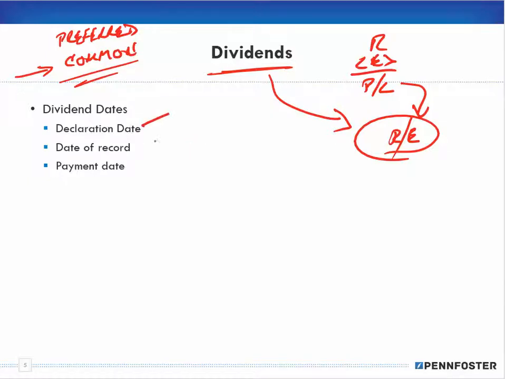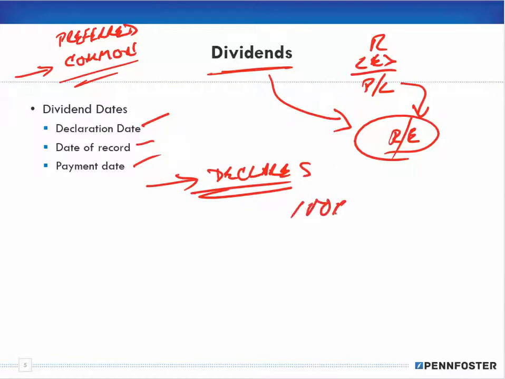there is a declaration date, a date of record, and then there's a payment date. And people get these somewhat confused because the declaration date is the day that the company declares that they're going to pay the dividend. And when they declare it, they're locked into it. They have to pay it out. So if the company declares that they're going to pay a $100,000 dividend, they're locked into paying that $100,000 dividend. All right.